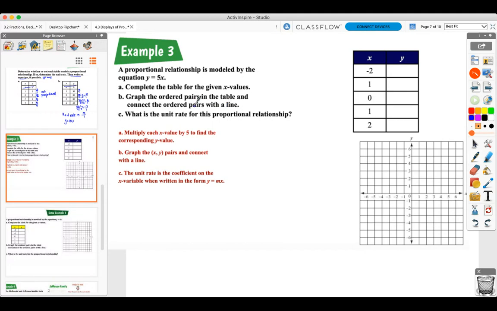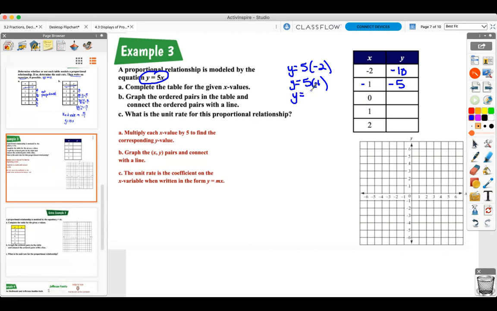So now they're giving you the equation this time, and you're using that equation to get all your y values. So all you're really going to be doing is substituting. So you're going to have y equals 5 times negative 2. They're giving you the value for x here, and that ends up being negative 10. Y equals 5 times negative 1, and that is negative 5.